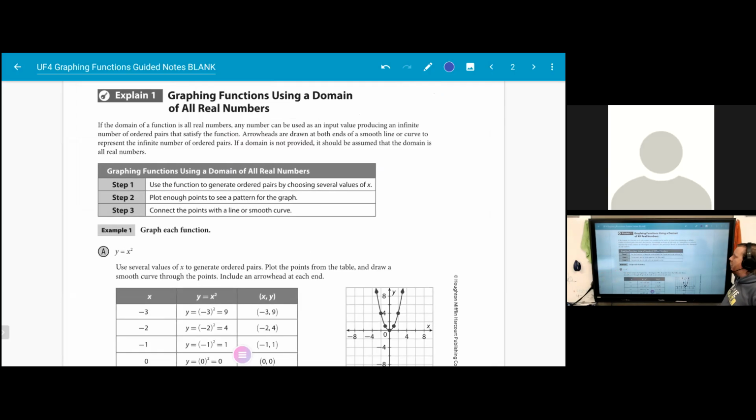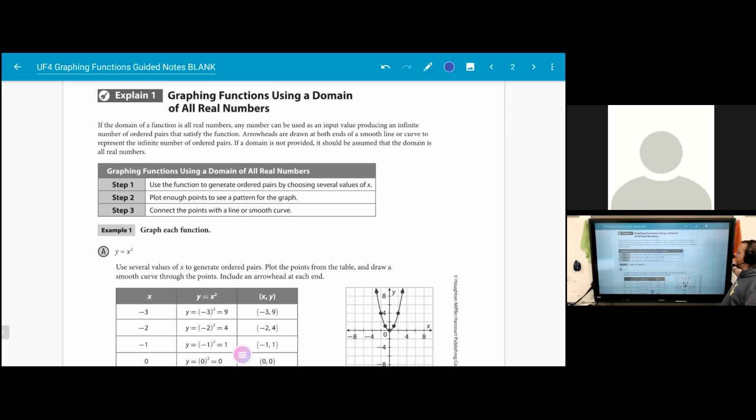If the domain of a function is all real numbers, and yes, there are imaginary numbers, keep that one in your back pocket, any number can be used as an input value, producing an infinite number of ordered pairs to satisfy the function. What we don't want to do is draw an infinite number of points or plot an infinite number of points to find our line or our function values.